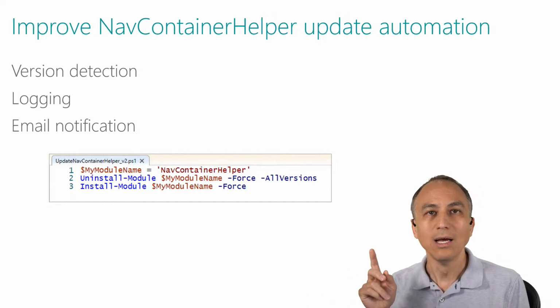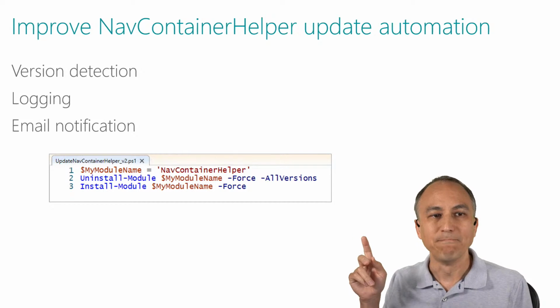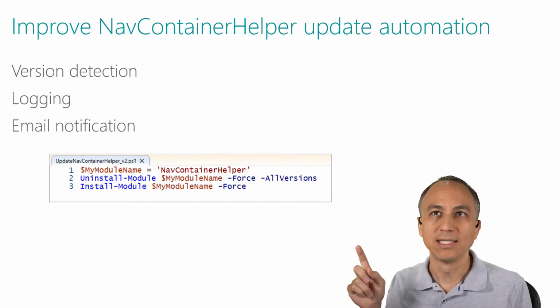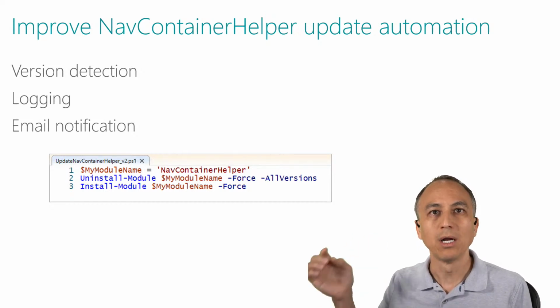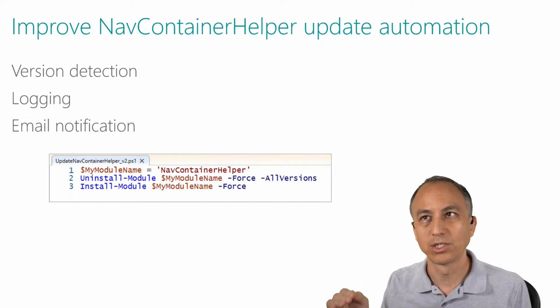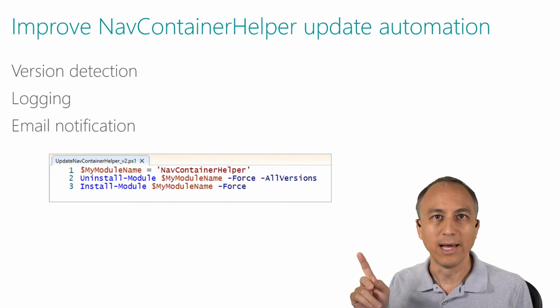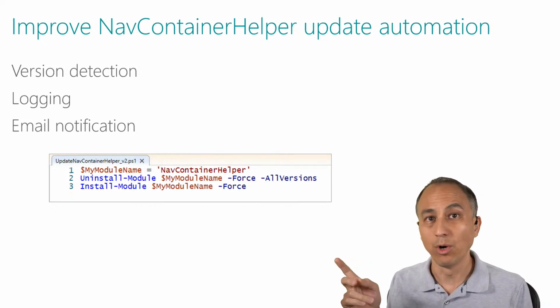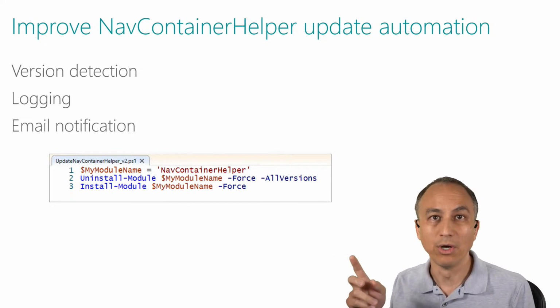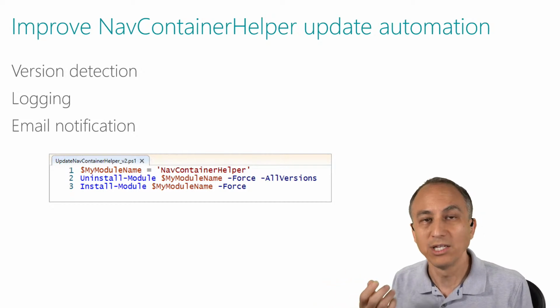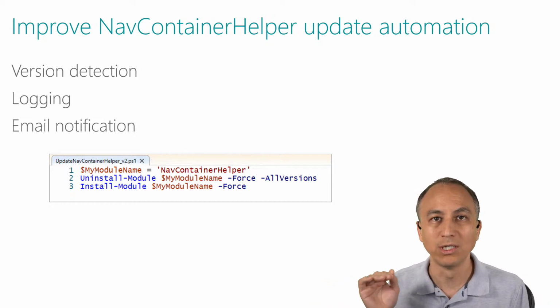So here, I have this script that's not very smart. It just says, hey, NavContainerHelper, uninstall, then install the latest version. And it runs every night. Now, the problem with this script is that it runs, and I don't know if it updated anything. I don't know if it ran. I don't get any notifications. I have no logging. It's just really, really basic.